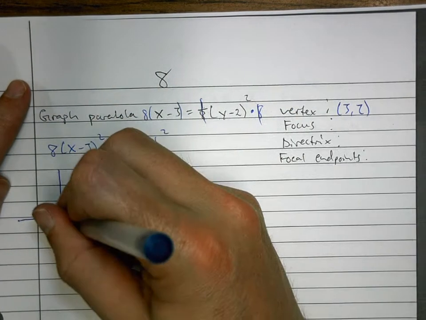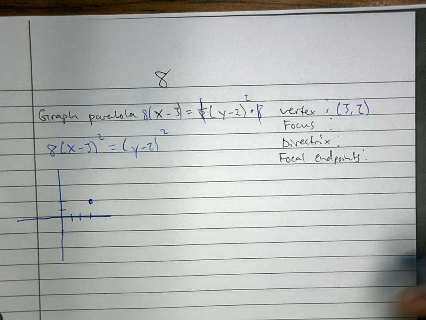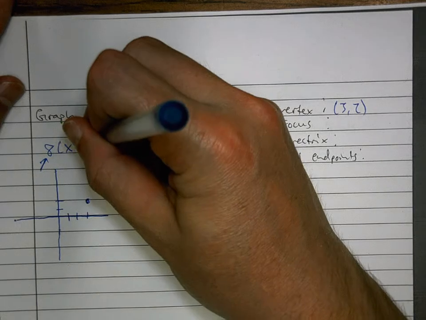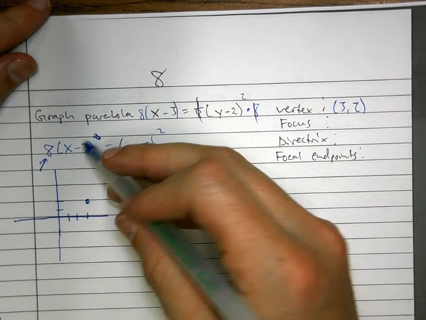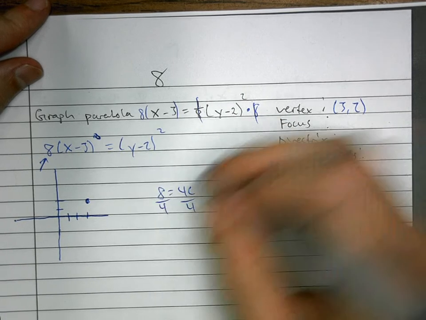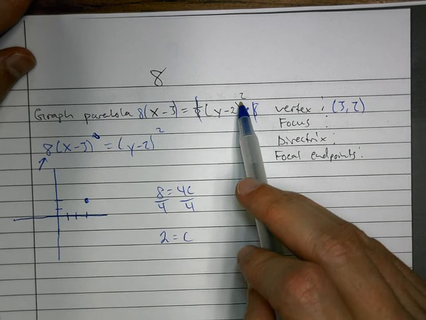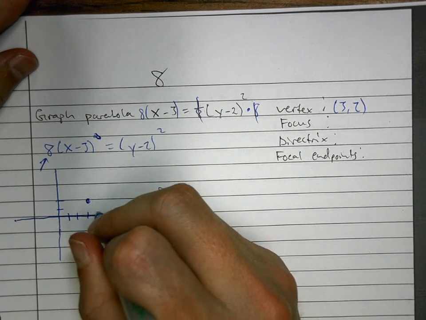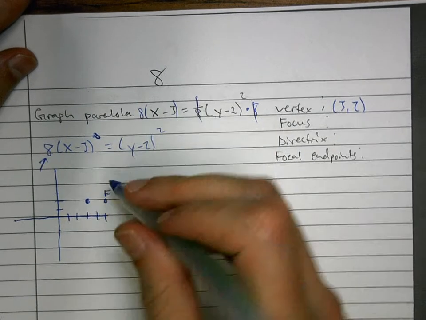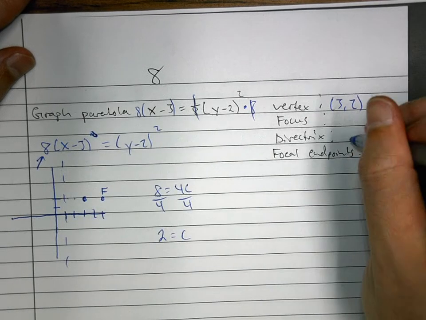So +1, 2, 3, +1, 2. There's our vertex. And we have to use the number that's in front of the variable. That shouldn't be squared. That number is equal to 4c. So divide both sides by 4, and c is equal to 2. And again, it's going to be a sideways parabola, so that means I need to go right 2, put a dot, that's my focus. Left 2, put my line, and that is my directrix. So directrix is x equals 1.